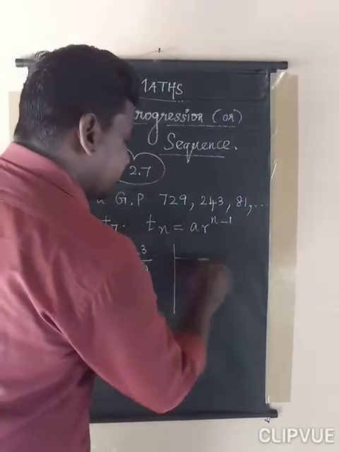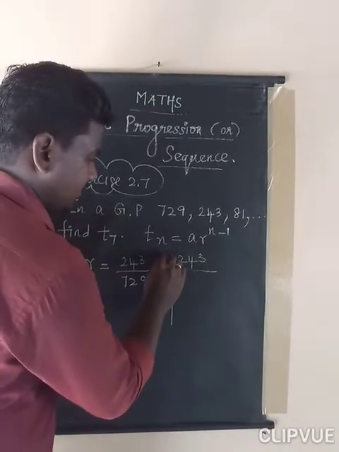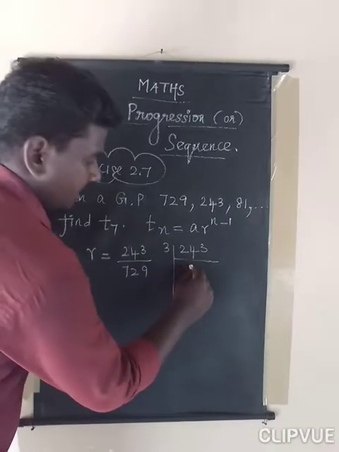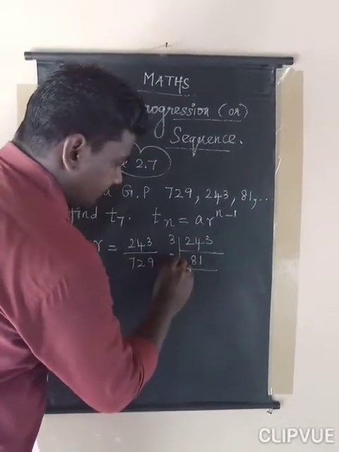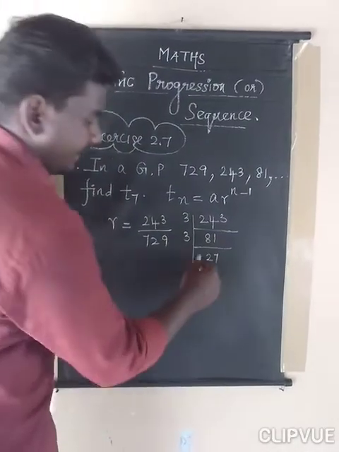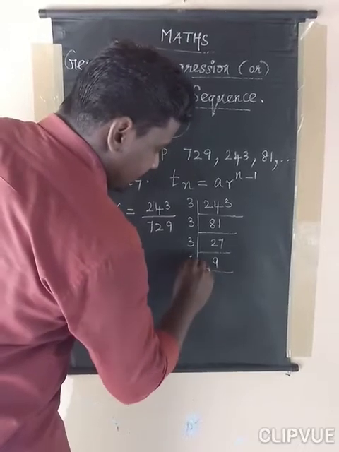Better we find the prime factorization. 243 can be divided by the 3 table. So first we take 3. 8 3s are 24. This is 1 time. Again 3. This is 27 times. 27 into 3, 81. Again 3. 9 times. Again 3.